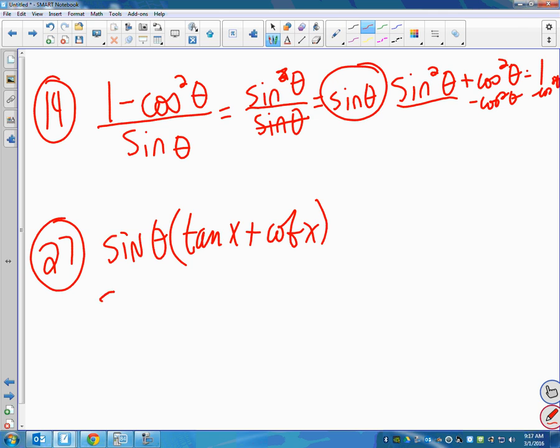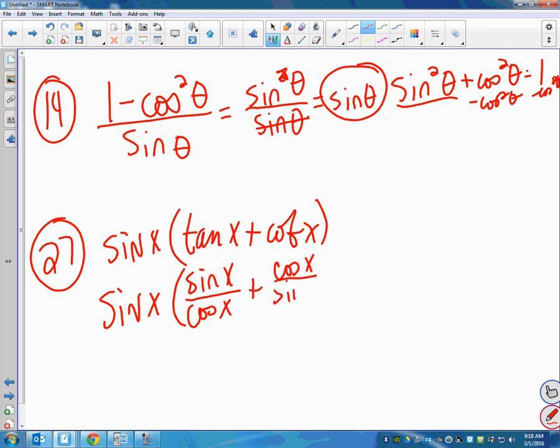So if we do that on 27, we can use those quotient identities to change tangent to sine of x over cosine of x, and then cotangent would be cosine x over sine of x.